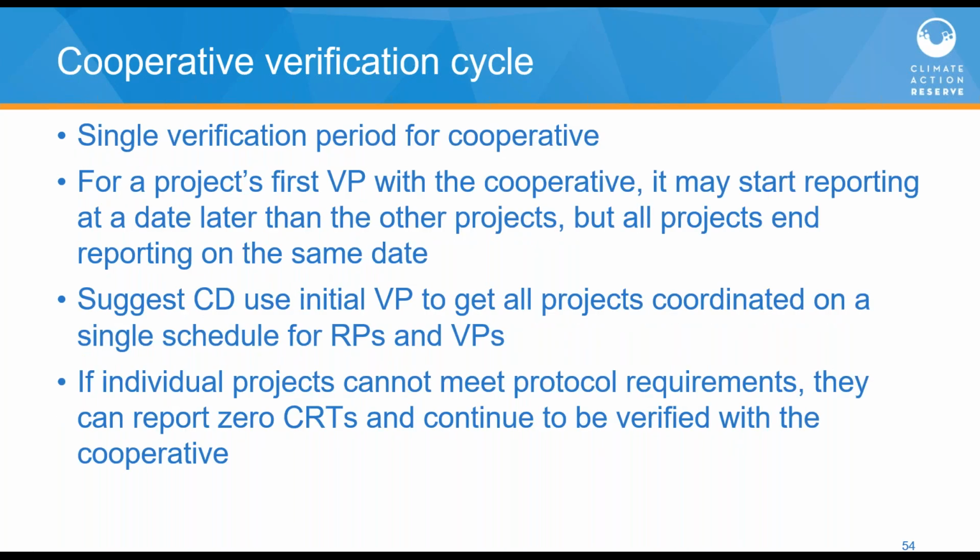When it comes to a cooperative, you've got a single verification period for the entire cooperative. So in that first verification period, you may have different reporting start dates for different projects, but then the period ends on the same date for all of those projects. We suggest that cooperative developers use that initial verification period to coordinate all the projects in their cooperative, and get them on the same reporting and verification cycle. If there are individual projects that can't meet the protocol requirements, even within the cooperative, they could report 0 carats for that period, and it wouldn't affect the successful verification of the remaining projects in the cooperative.